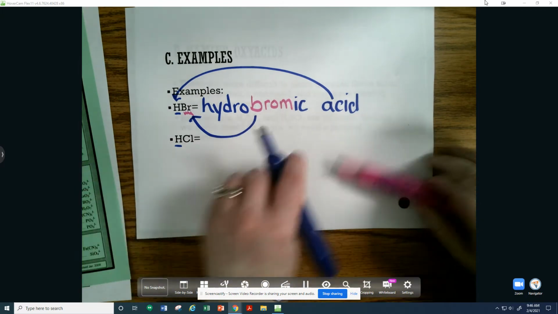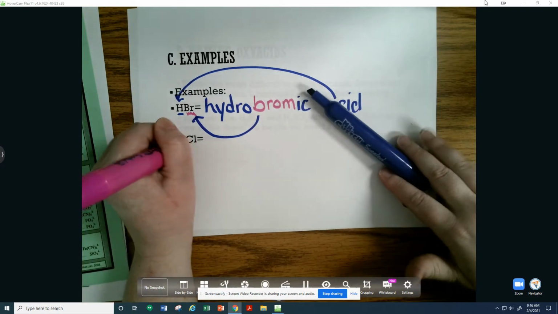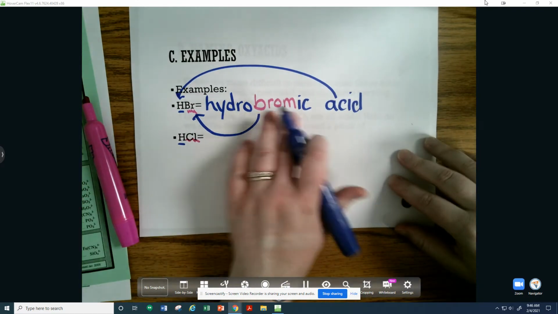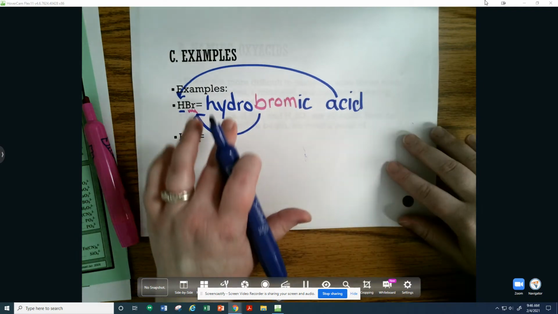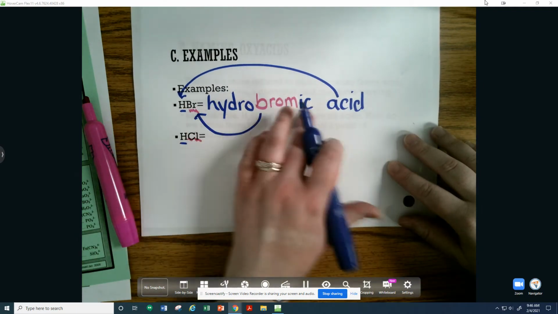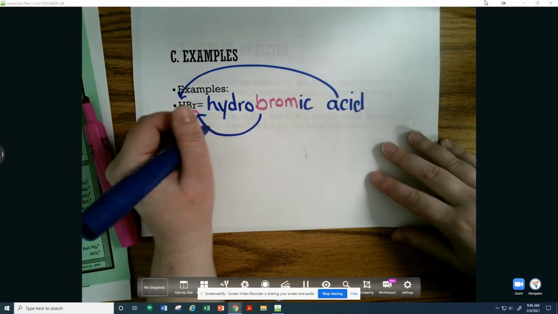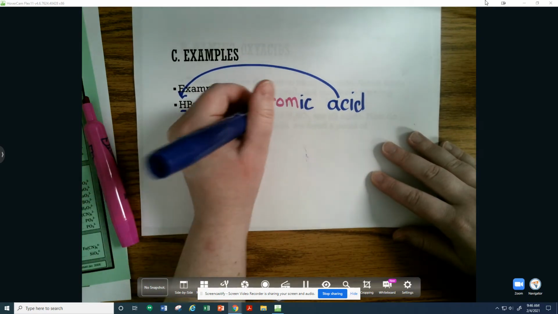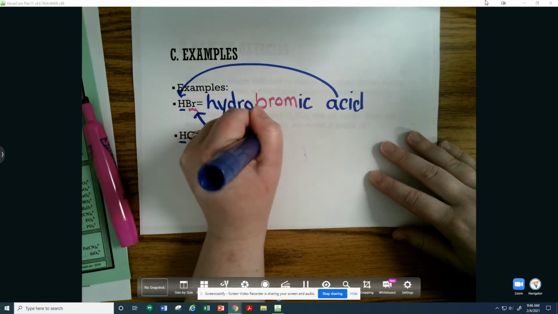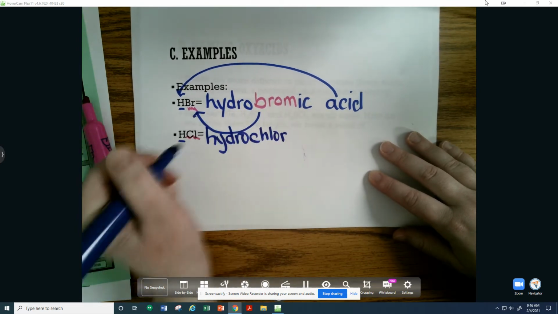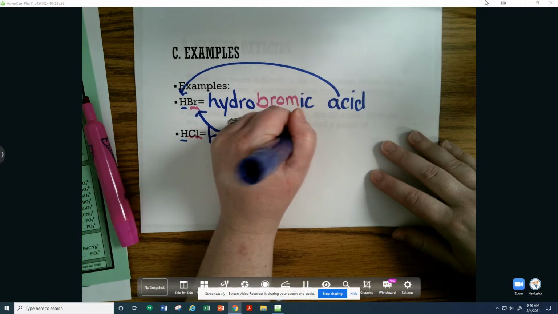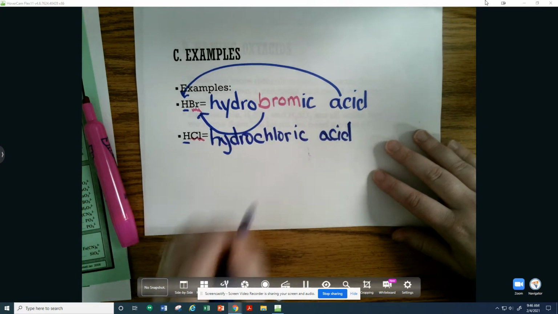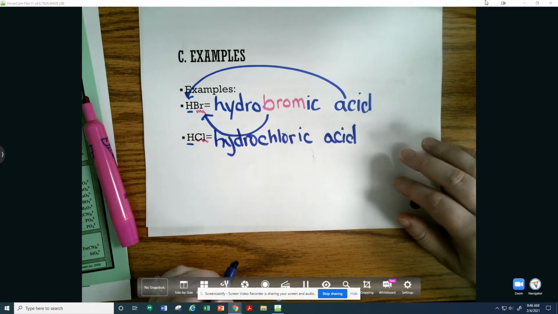In our second example, we now have chlorine. The only part that's going to change is this piece here. Everything else, these three pieces, will always be in a binary name. So we will have hydro, and instead of brom, it'll be chlor. And then we add our ic and acid. So this is hydrochloric acid.